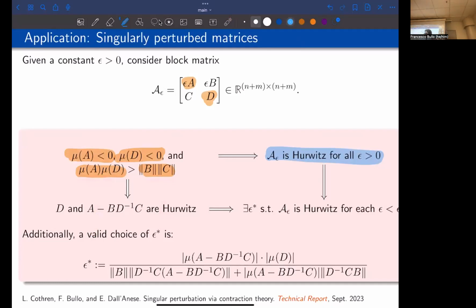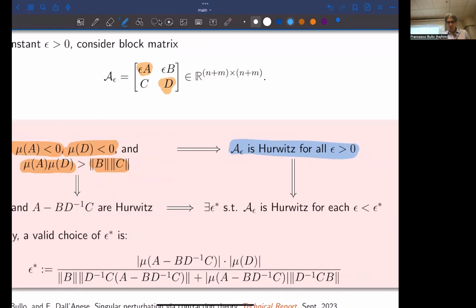So here there are two subsystems. The first subsystem is described by epsilon A, the second is described by B, and so on and so forth. Now, on the other hand, in singular perturbation theory, people are interested in a different property. They're interested in saying, when is it true that there exists a sufficiently small epsilon such that the matrix is Hurwitz for small epsilons? So not for all epsilons, but only when epsilon is small. How do the conditions change?